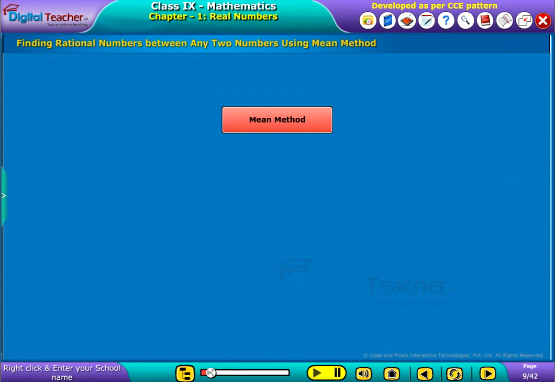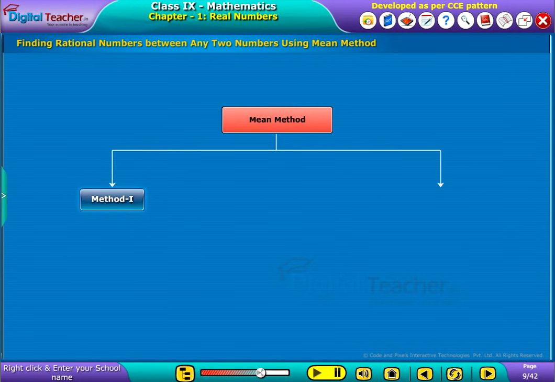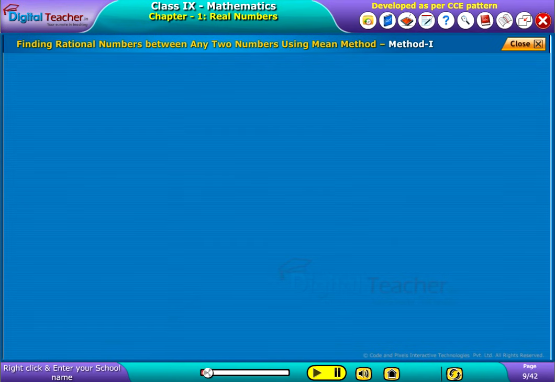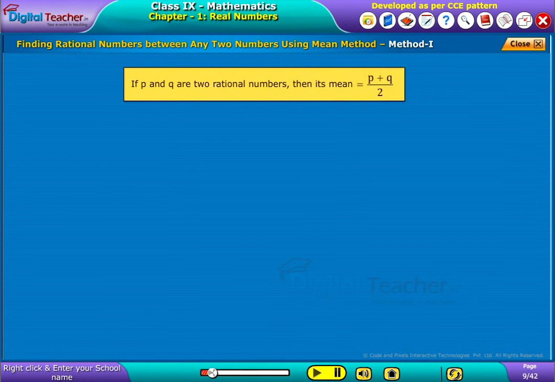Let us discuss how to find the rational numbers between any two numbers using mean method. Mean method is categorized into 2 types, namely method 1 and method 2. Click each method tab to know more. Method 1. If P and Q are 2 rational numbers, then its mean is (P plus Q) by 2.